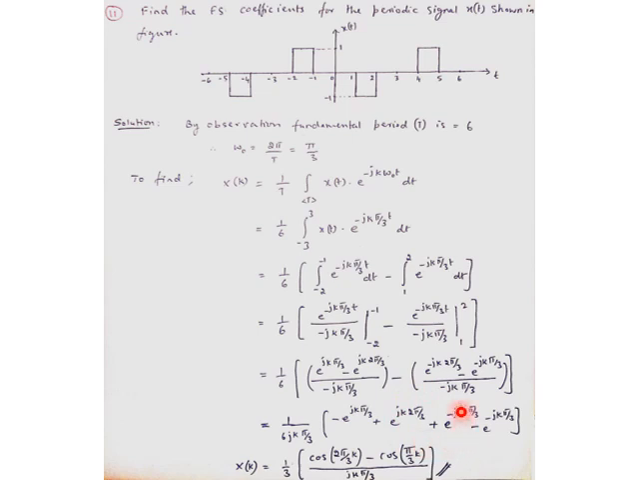So one set will form cos of 2 pi by 3 k, minus the second set which will form cos of pi by 3 k, divided by jk pi by 3, with 2 divided by 6 being 1 by 3. So this is how we can calculate the final answer of the Fourier series coefficient X[k].